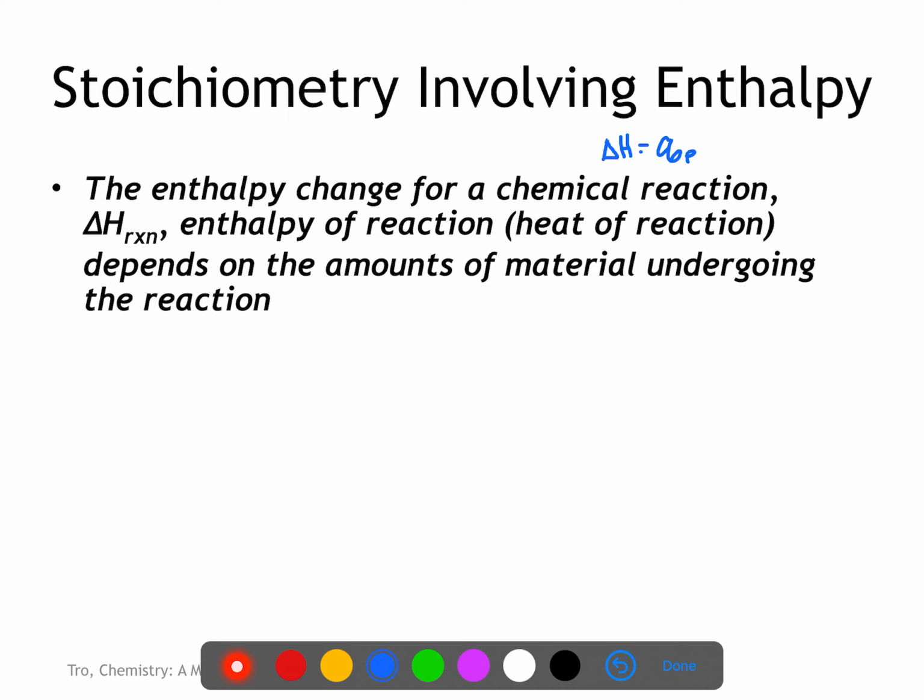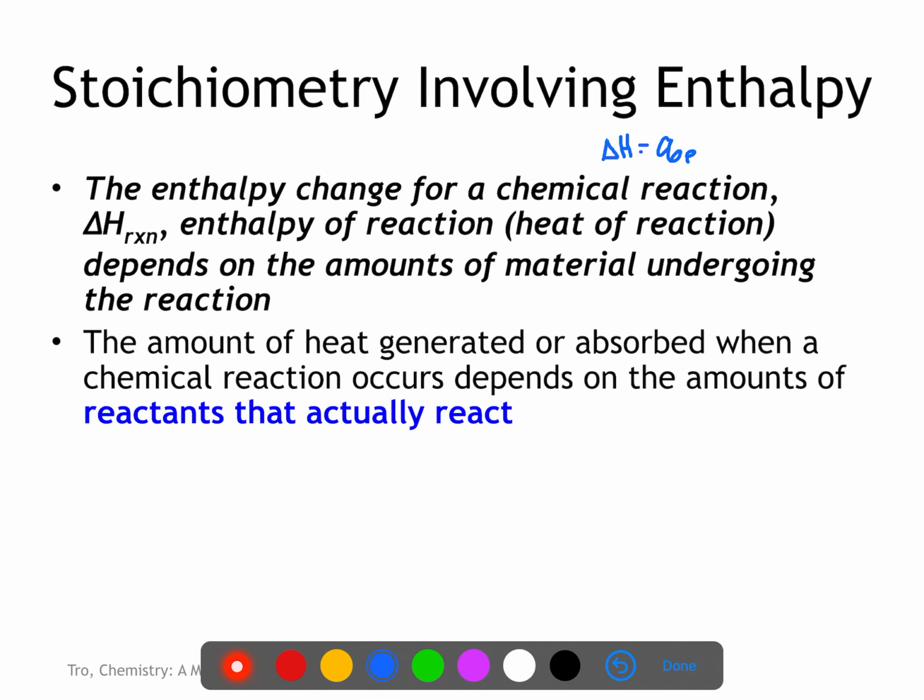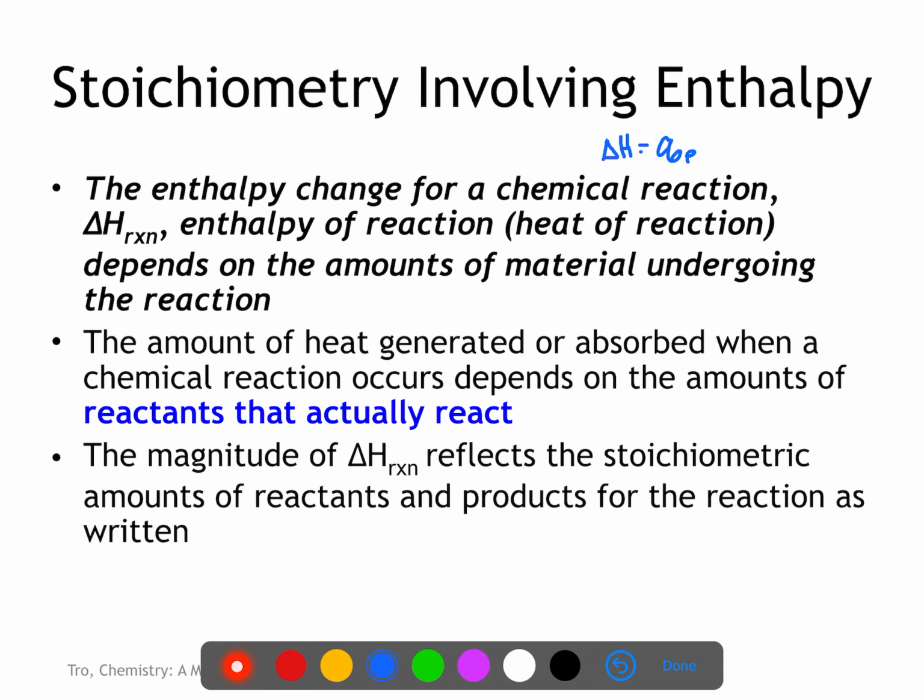The amount of heat generated or absorbed when a chemical reaction occurs depends on the amount of reactants that actually react. The less, the more is going to change that amount of heat. The magnitude of the heat of the reaction reflects the stoichiometric amounts of the reactants and the products for the reaction as written.